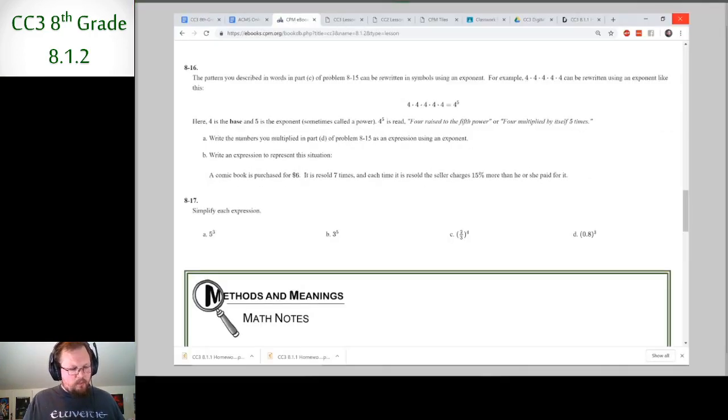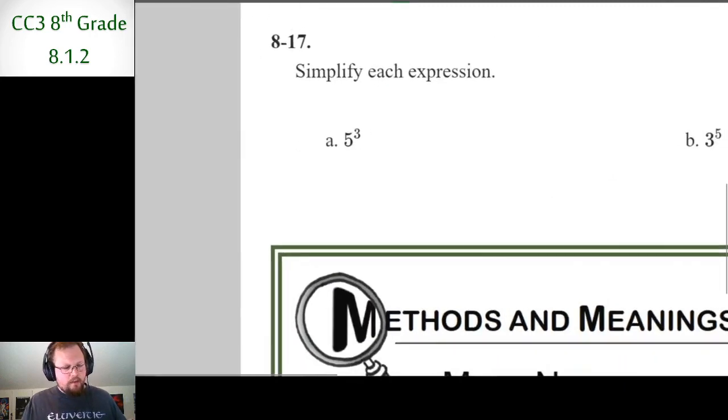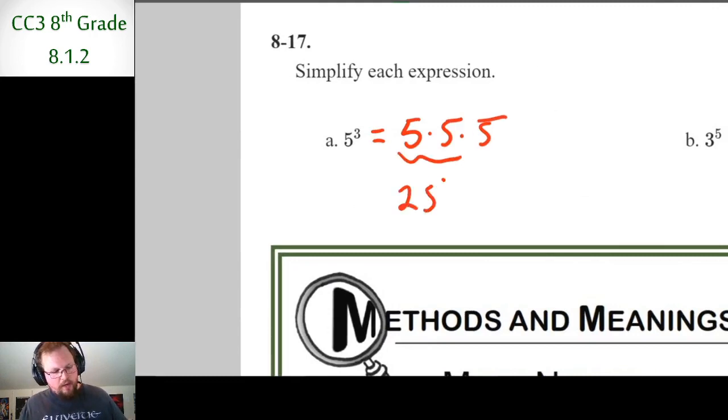This is the best time to realize that this is not 15. 5 to the third is 5 times 5 times 5. 5 and 5 is 25, times 5 is 125.